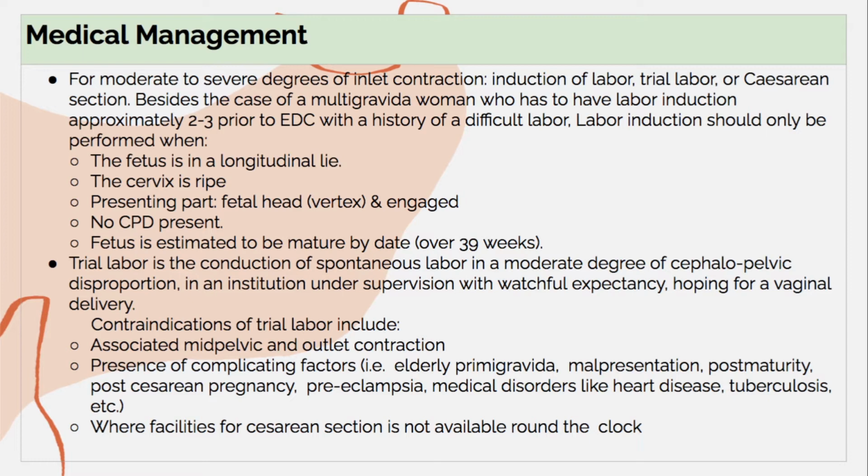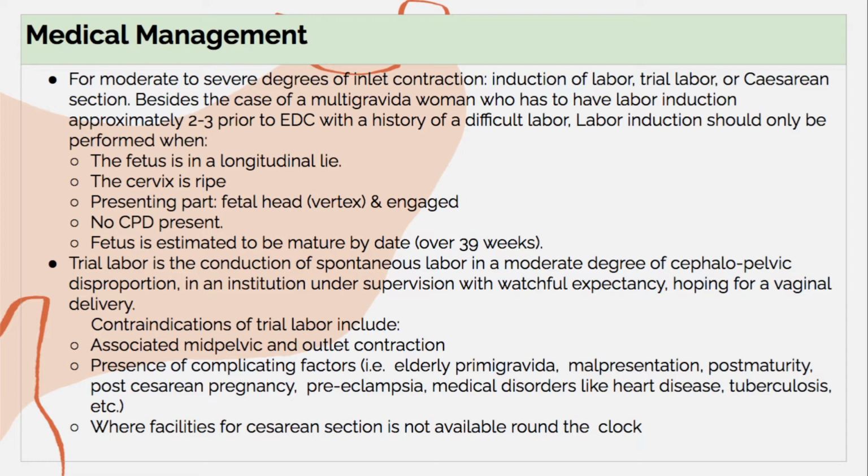Besides the case of a multigravida woman who has to have labor induction approximately 2 to 3 weeks prior to the estimated date of confinement with a history of a difficult labor, labor induction should only be performed when the fetus is in a longitudinal lie, the cervix is ripe or ready for birth, the presenting part is a fetal head or vertex and is engaged, there is no CPD, and the fetus is estimated to be mature by date or over 39 weeks. Trial labor is the conduction of spontaneous labor in a moderate degree of cephalopelvic disproportion in an institution under supervision with watchful expectancy, hoping for a vaginal delivery.